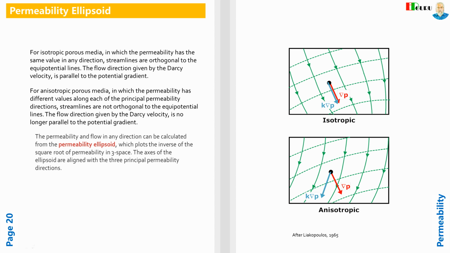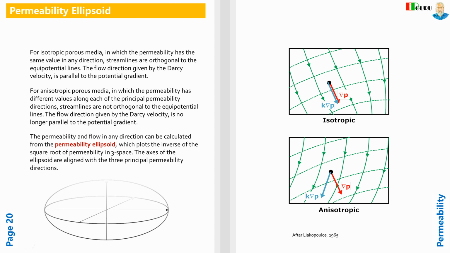The permeability and flow in any direction can be calculated from the permeability ellipsoid, which plots the inverse of the square root of permeability in 3 space. The axes of the ellipsoid are aligned with the 3 principal permeability directions.